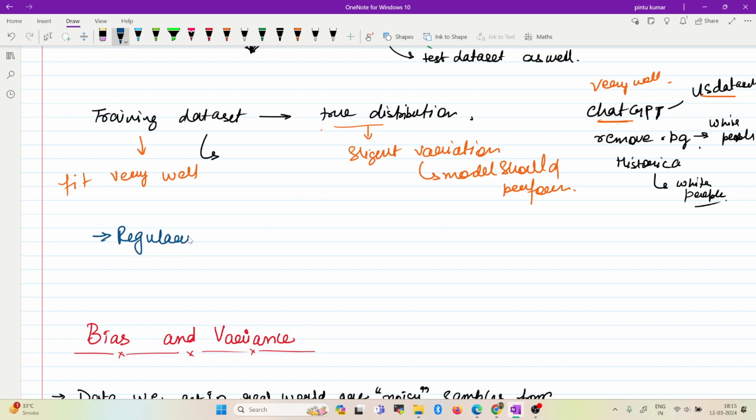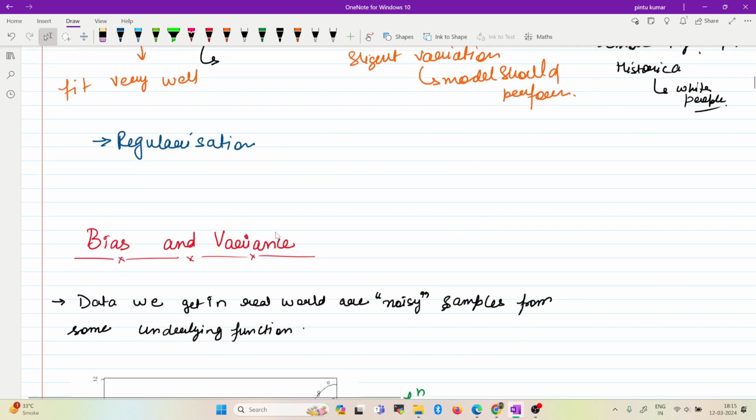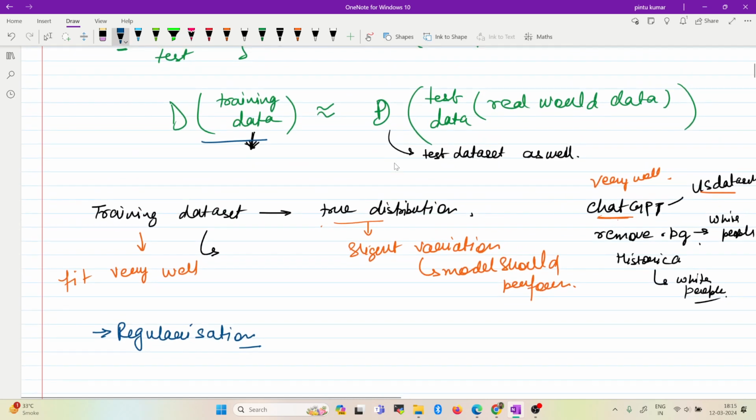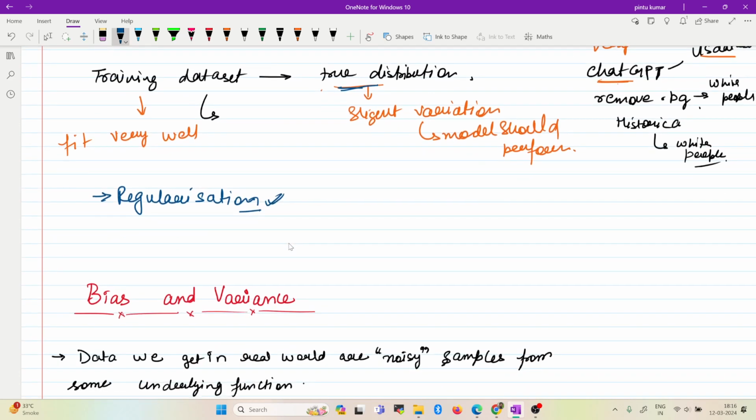So I have tried to motivate it via two things. One is that your training data itself was slightly noisy. Then you want to regularize so that it does not fit to the noisy data set. Second thing is that the data points that you are encountering during the testing or the real world application might have slight variation as compared to what you have trained it on. For that purpose also you might need regularization. Okay, any doubt till this point? Then we'll move to bias and variance.